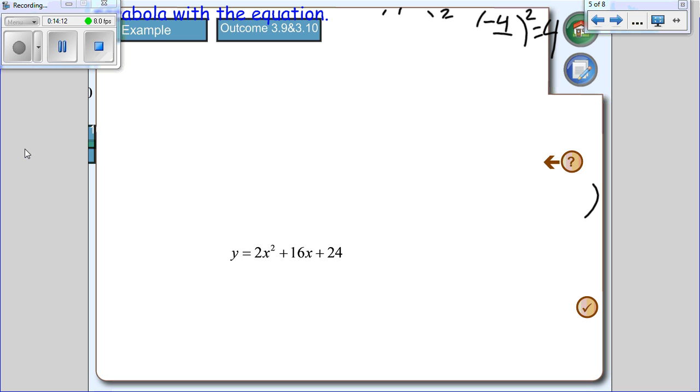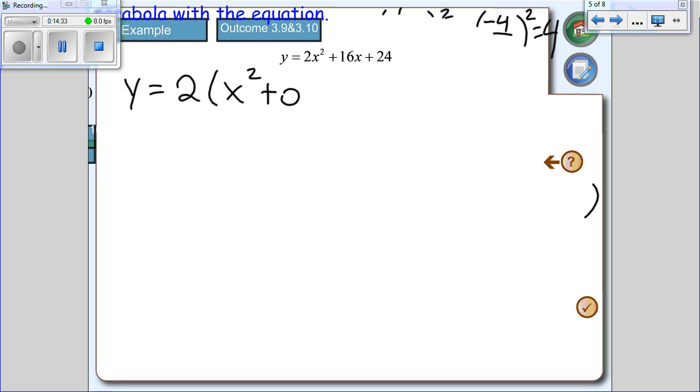Boom! And then, look how good I'm getting at this. What's up, teacher college? Okay, so, take your greatest common factor out. So it's y equals 2x squared plus 8x plus 12. All I did was I took the 2 out.